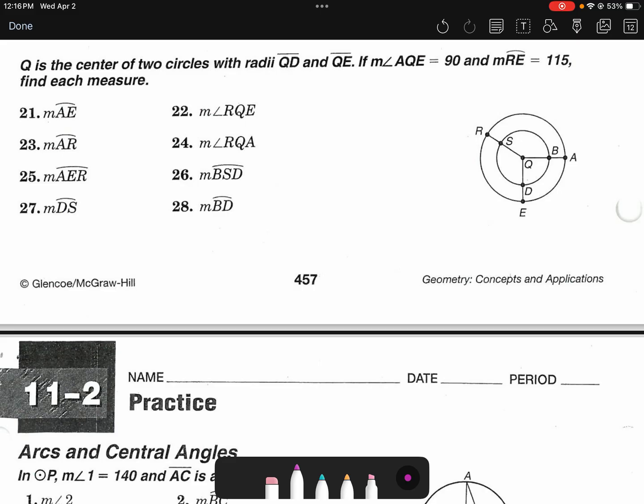Q is the center of two circles with radii, segment QD and segment QE. The measure of angle AQE is 90. So this angle right here is 90. The measure of arc RE is 115.